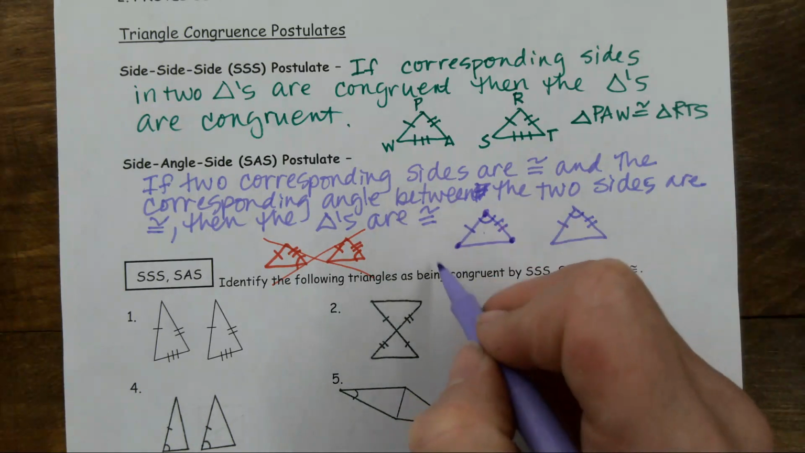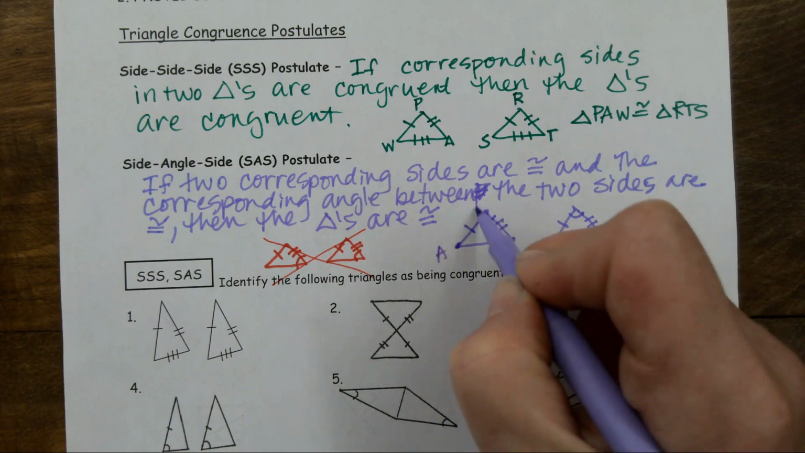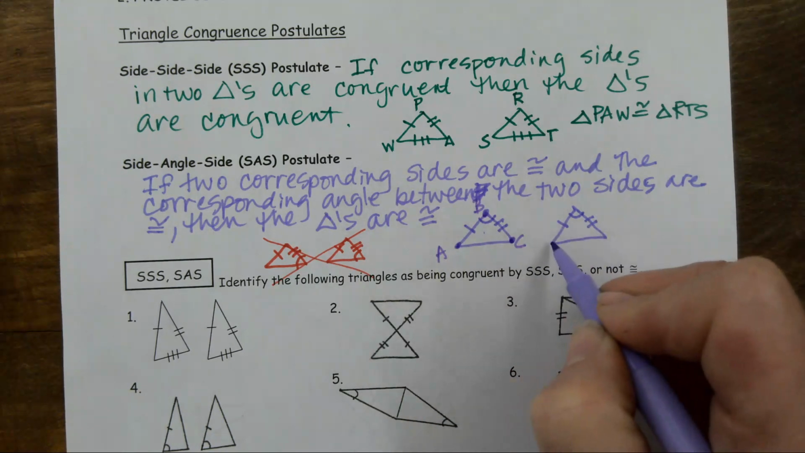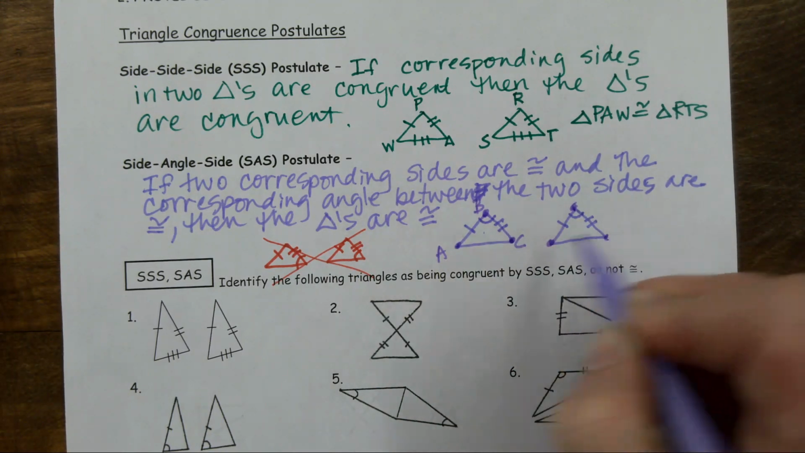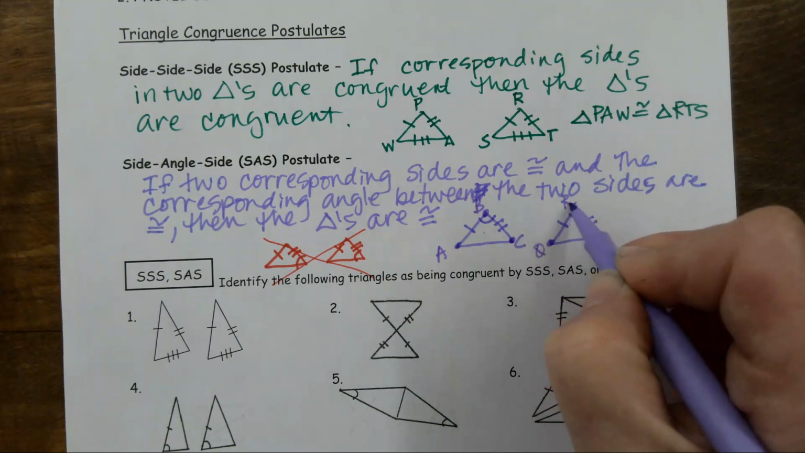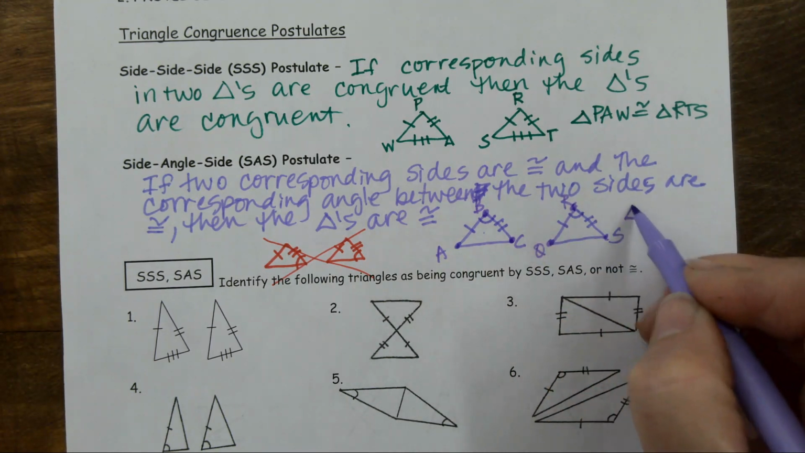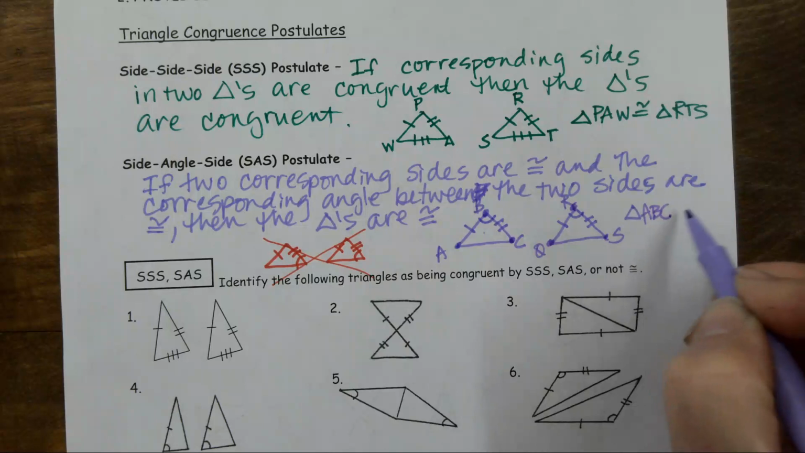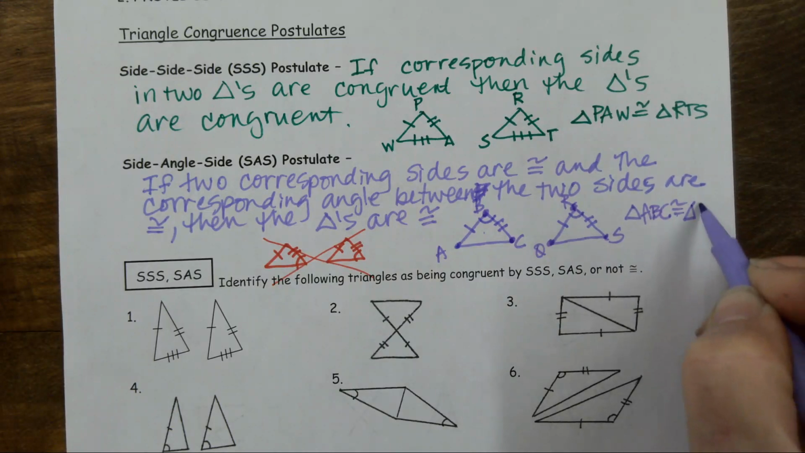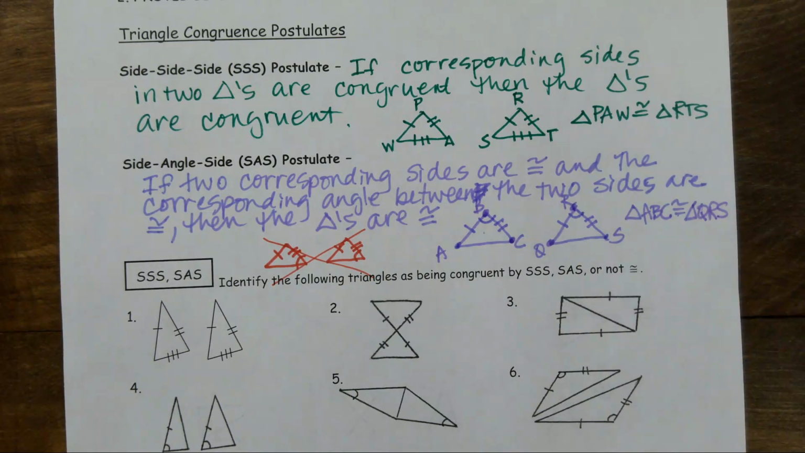So, let's do triangle ABC and triangle QRS. We would say triangle ABC is congruent to triangle QRS. So now we have some practice problems to see if we can recognize what we're talking about.